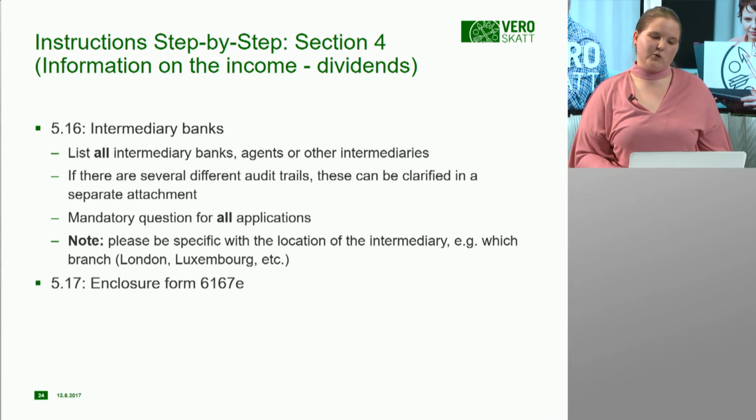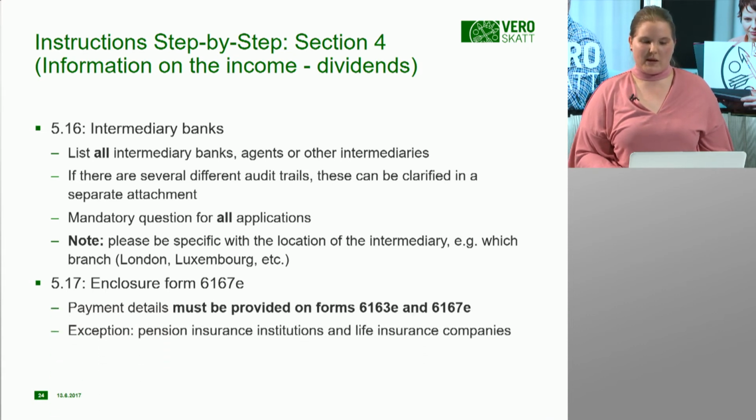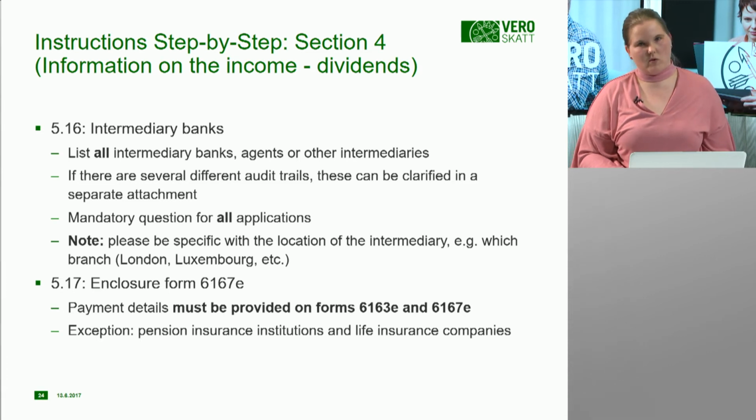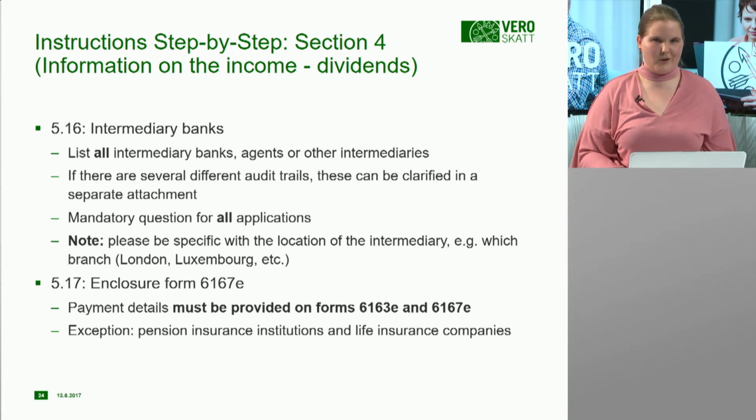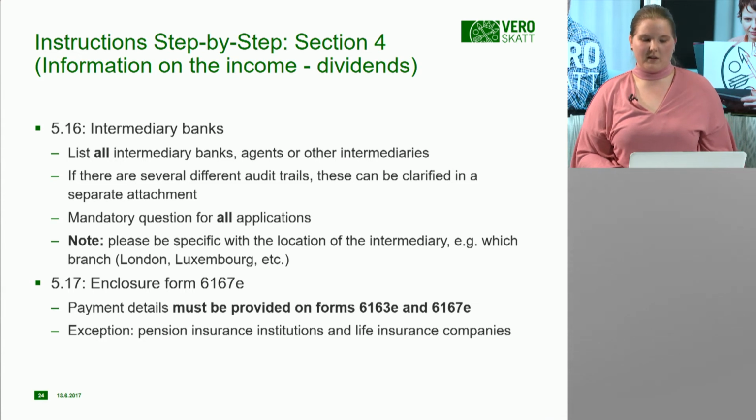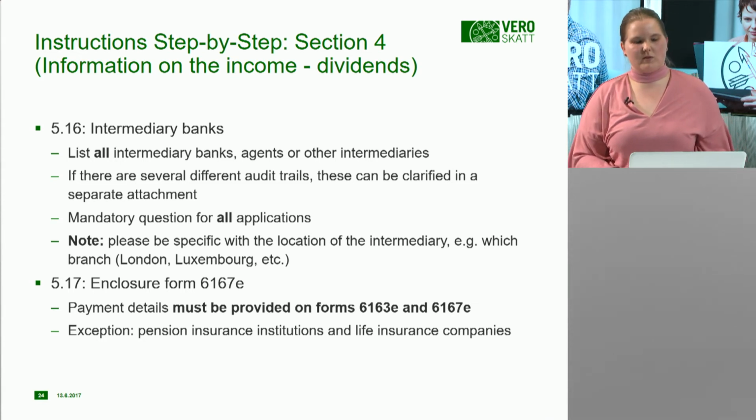And as for enclosure form 6167E, the payment details must be provided on these forms. So again, no more Excel spreadsheets. The only exception being pension insurance institutions and life insurance companies. But again, there's more detailed information on how we deal with those in the online instructions. But again, keep using 6167E and 6163E.